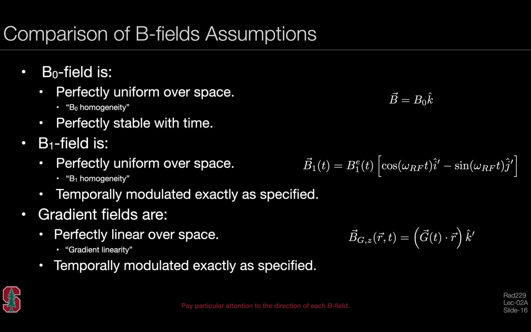And then the gradient fields, we assume that they're perfectly linear over space rather than being uniform, as B1 and B0 were. We refer to this as gradient linearity. They're also temporally modulated exactly as specified. So they vary over space and they vary over time. And we can see that explicitly in the mathematical expression describing the B field generated by the applied gradient fields.